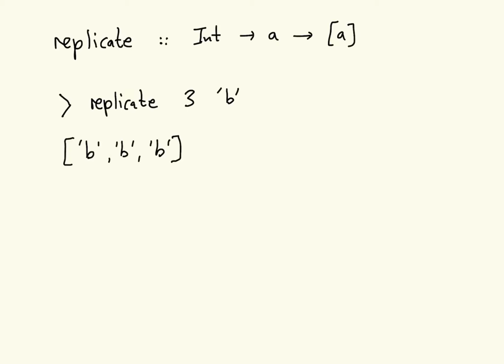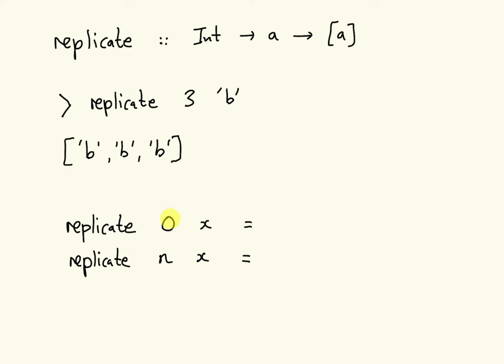With numbers, the standard patterns you try first are 0 and n. So let's have a look at the skeleton then. We're going to say replicate 0 times of some value is something, and then replicate n times of some value x is something else. So this time we'll have a look at the base case first.